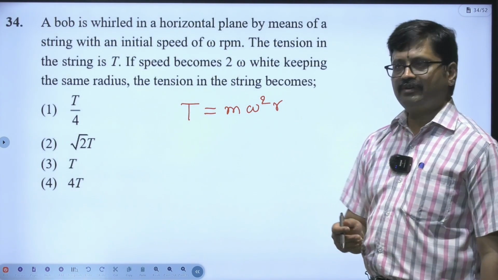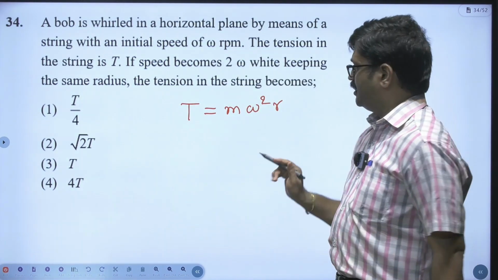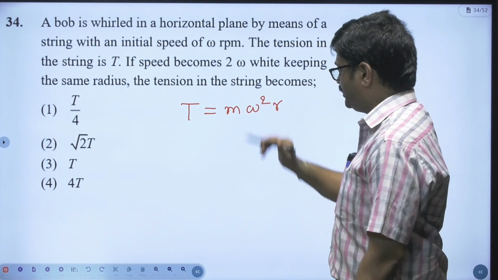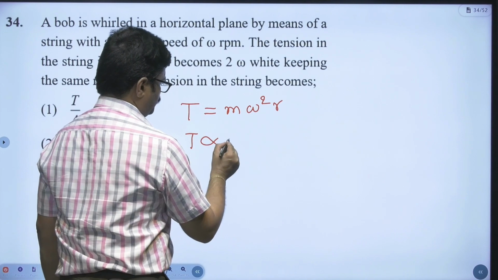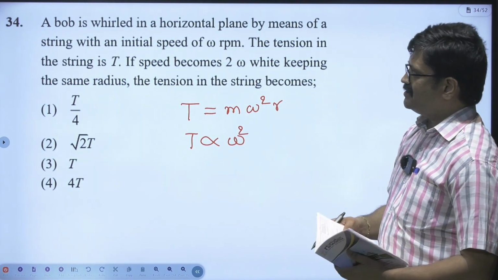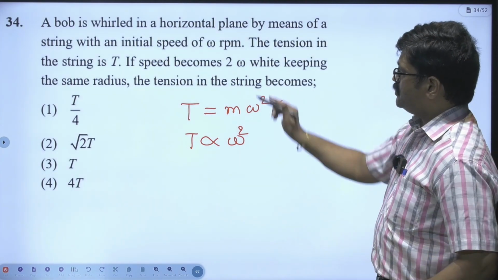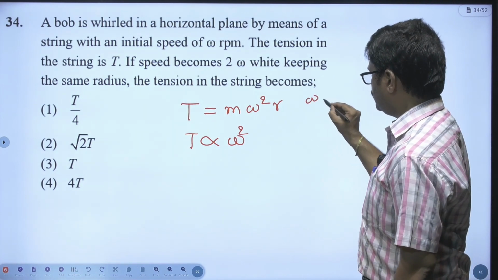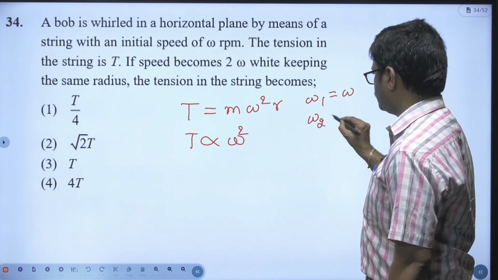This is what we know, right? So what is radius here? Radius is the length of the wire, and since length of the wire is not changing here, length of the pendulum is not changing, so very clearly I can see that tension happens to be directly proportional to square of angular velocity. So now I can very easily apply the proportionality concept, and I can see that as omega is becoming 2 omega, omega 1 is given as omega and omega 2 is given as 2 omega.